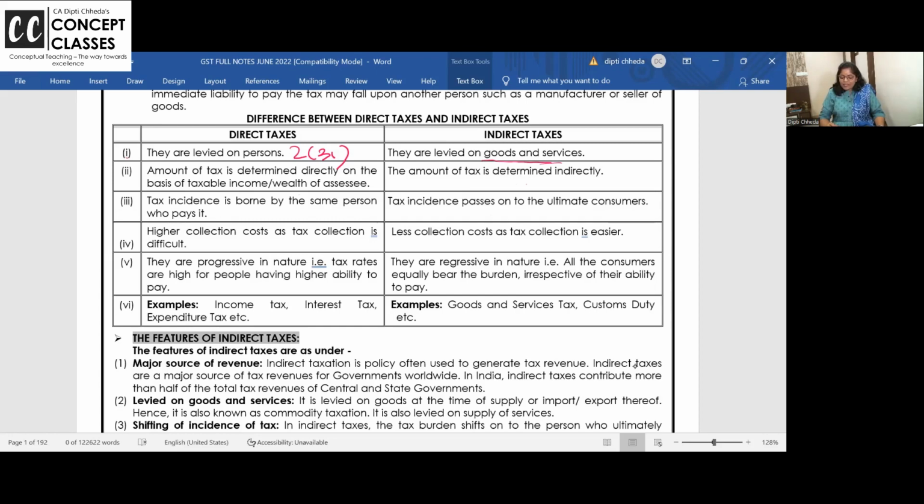Direct taxes are progressive in nature. Tax rates are high for higher-income people. If you're earning more than 50 lakhs, you pay surcharge. If you are earning more than 5 crore, you pay more surcharge. If your income is just less than 5 lakh, take a rebate. If you earn more, you pay more tax. If you're earning less, you pay less tax. So direct tax is progressive in nature.